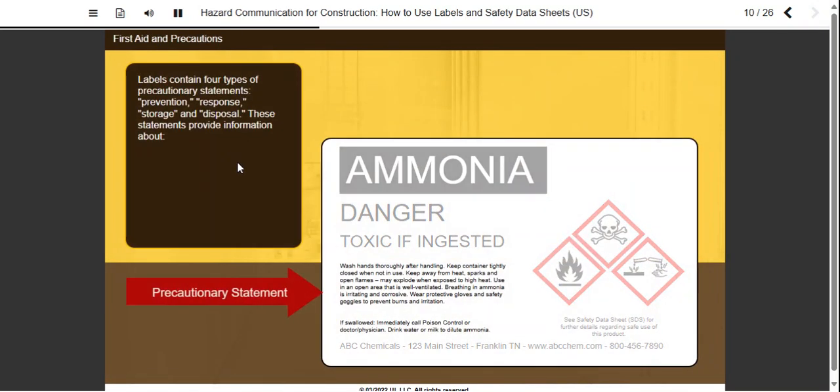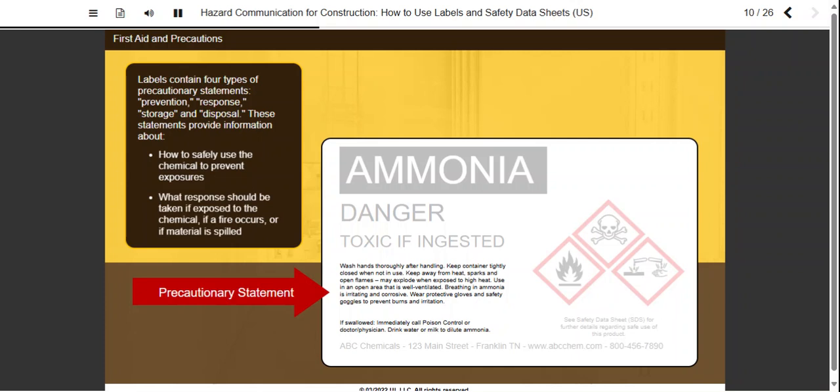Labels will contain precautionary statements. There are four types of precautionary statements: prevention, response, storage, and disposal. These statements provide information on how to safely use the chemical to prevent exposures, what response should be taken if exposed to the chemical, if a fire occurs, or if a material is spilled, how to safely store the chemical, and any special disposal considerations for the chemical.